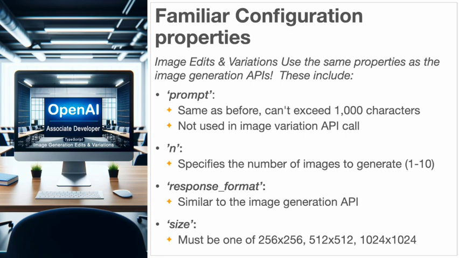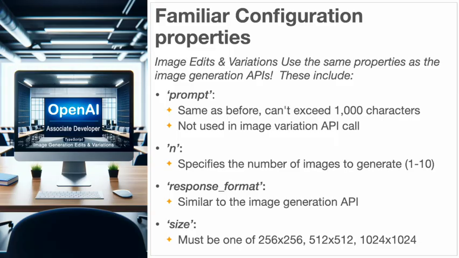The N property still specifies the number of images to generate and must be between 1 and 10. The response format, as before, must be either URL or B64 JSON. And size has the same DALL-E 2 restrictions and must be one of the following sizes: 256 by 256, 512 by 512, or 1024 by 1024.